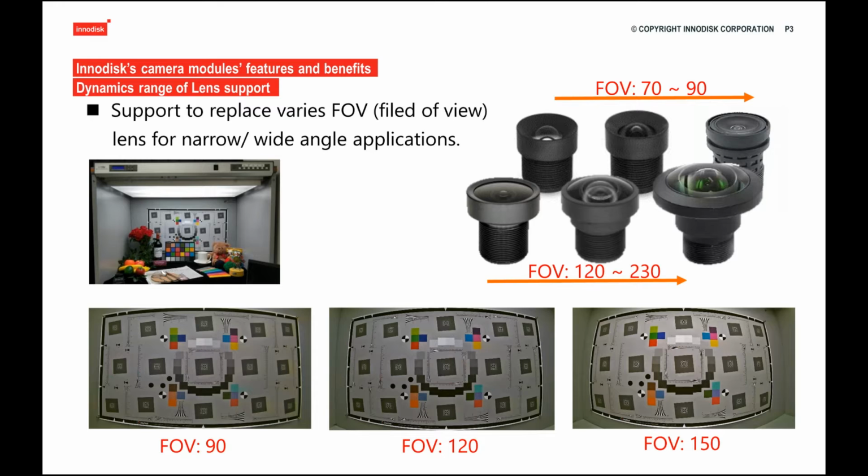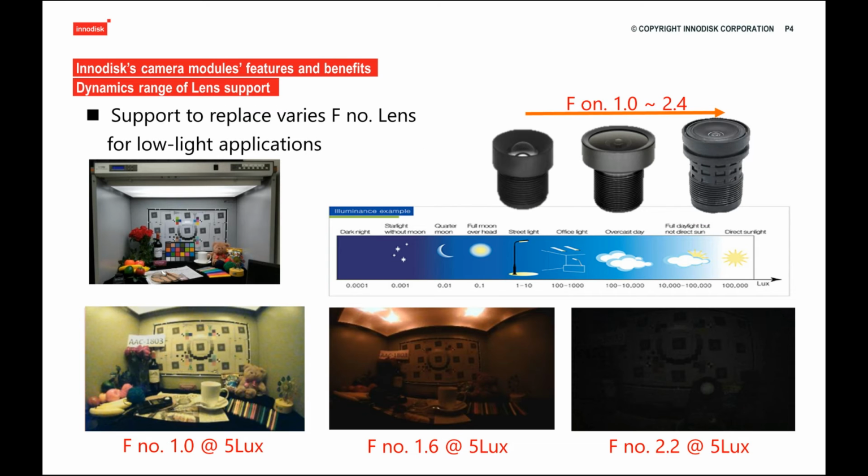wide image capture. Innodisk camera modules support lenses with various f-value options. Lens aperture, indicated by the f-value, denotes the light-gathering ability of the optical system, with lower numbers letting in more light and higher numbers less. Selecting a lens with the correct f-value ensures that the optimal amount of light enters the system.